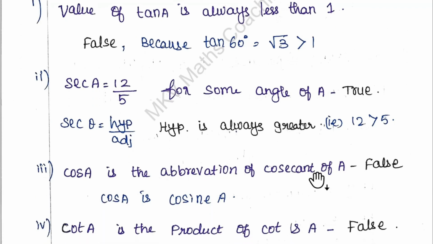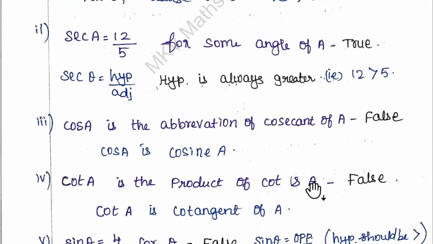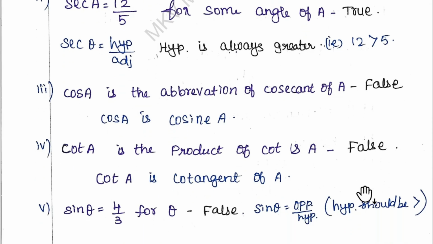And cos is the abbreviation of cosecant. No, cos is the abbreviation of cosine A. Cos, you call it cosine A, right? It is false. Cot is the product of cot and A. No, cot is not a product. You call that cot A as cotangent of A. So it is false. Okay.